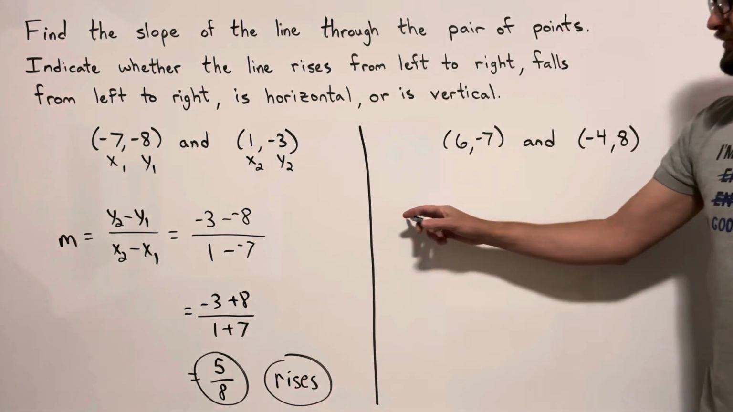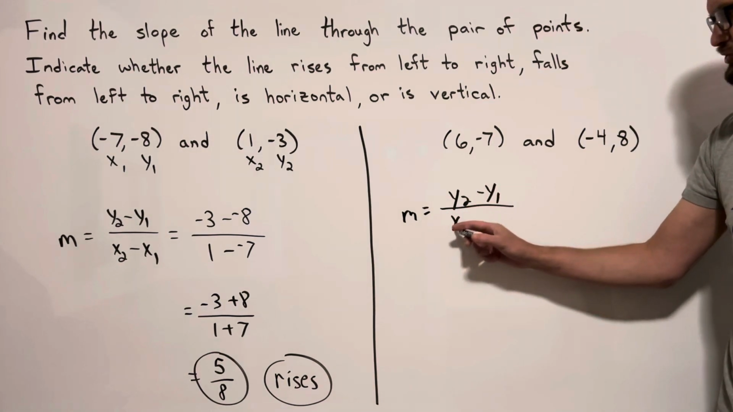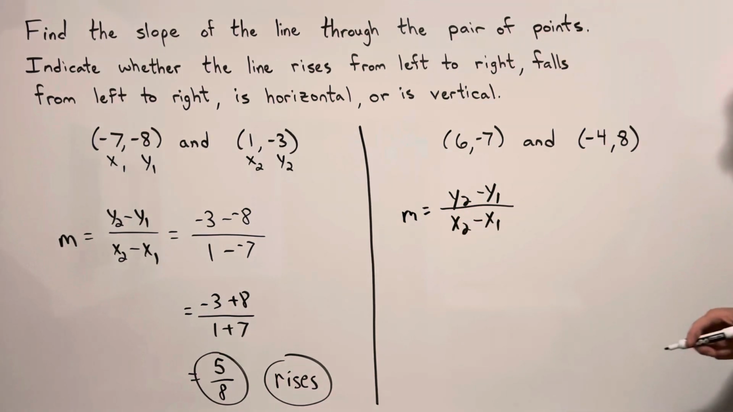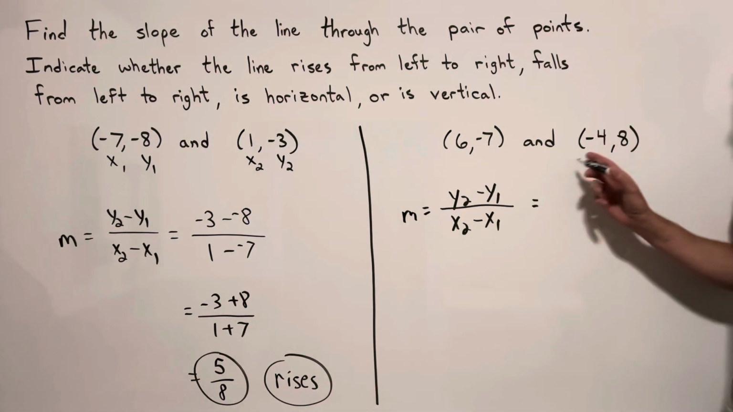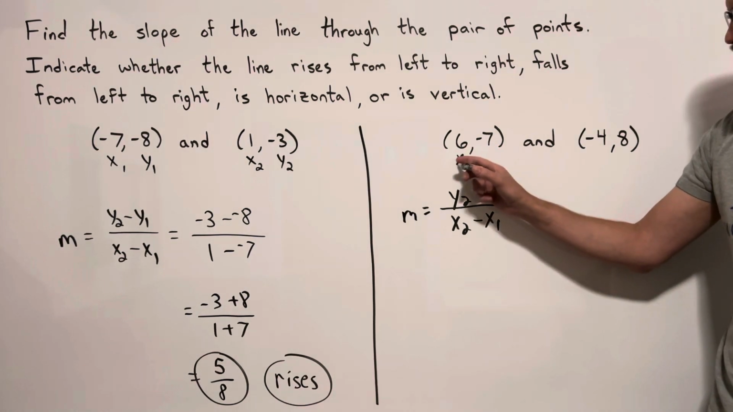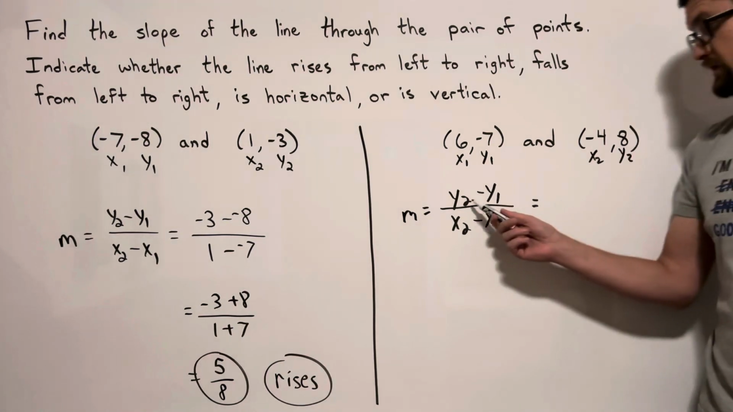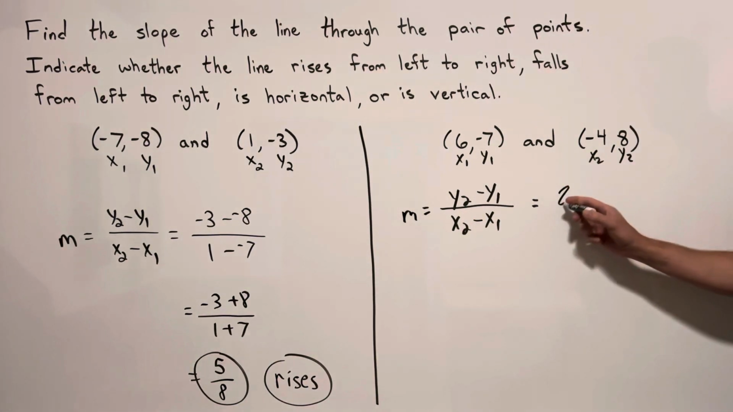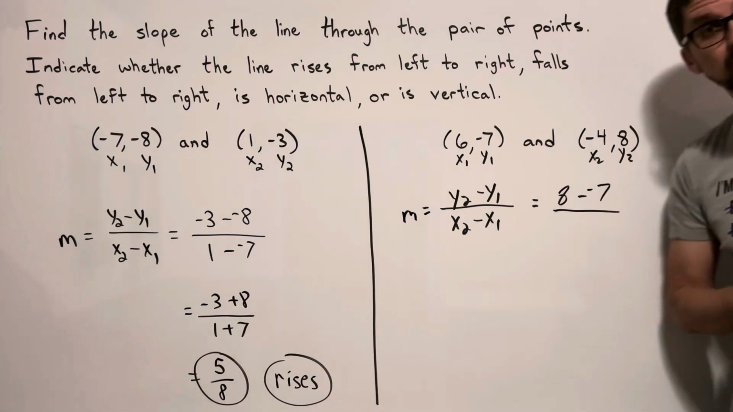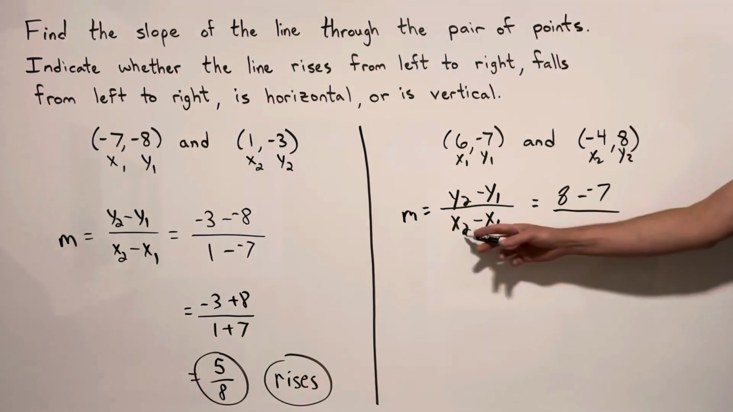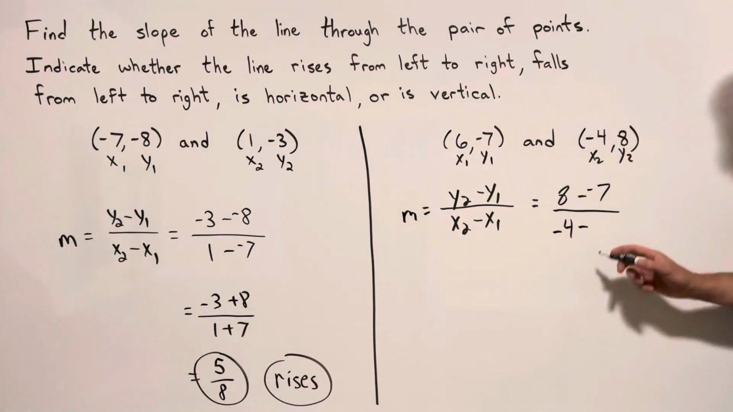We've got the same formula over here: y2 minus y1 over x2 minus x1. We're going to plug in here. Let's label these points: x1, y1, x2, y2. We're going to plug in y2, which is 8. y1 is -7. You've got that double negative again, that's plus. On the bottom, x2 is -4, and then a minus x1 of 6.